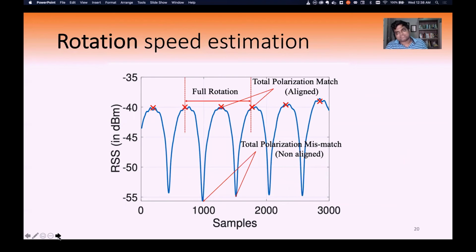After estimating the rotation axis, we get the rotation speed by counting peak-to-peak distance, which is how many peaks we are getting, where 2 troughs and 1 peak, or 2 peaks and 1 trough, make up one full rotation. We count that from the RSS pattern to get the rotation speed.